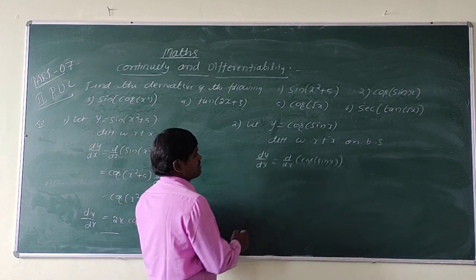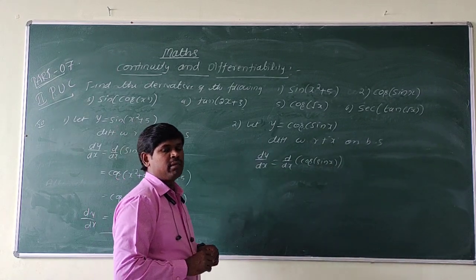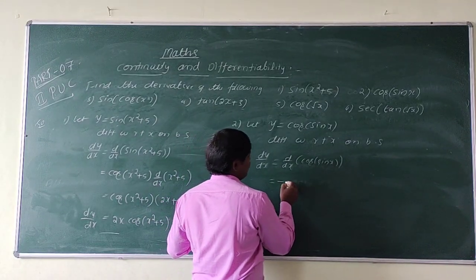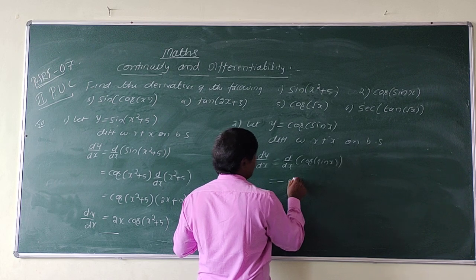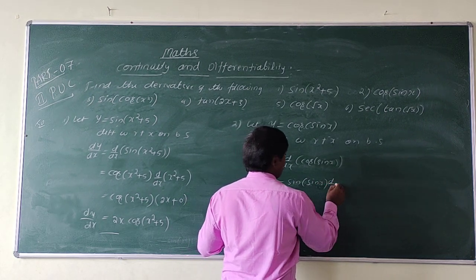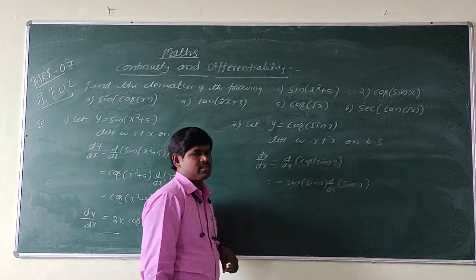So just assume it is cos x. So differentiation of cos x is minus sin x. Okay, so this is minus of sin of sin x. Minus of sin x into d by dx of the internal term. What is the internal term here? The internal term is sin x.